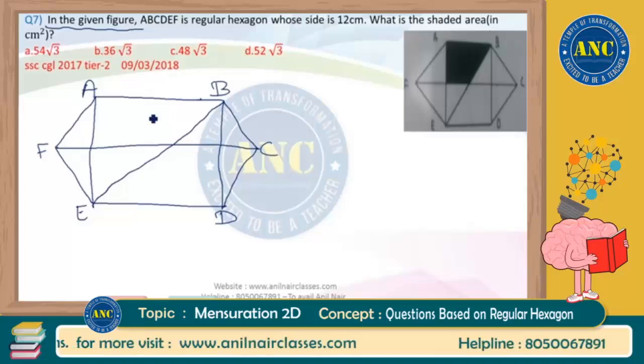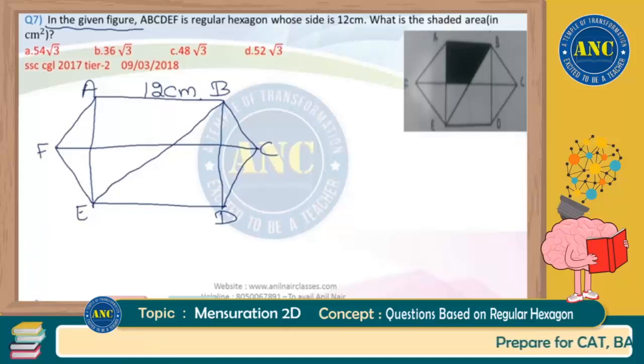Okay. In the given figure, ABCDEF is a regular hexagon whose side is 12 centimeter. AB is 12, that means all the other sides are also 12. What is the shaded area in centimeter square? Now think a little logically, sir.